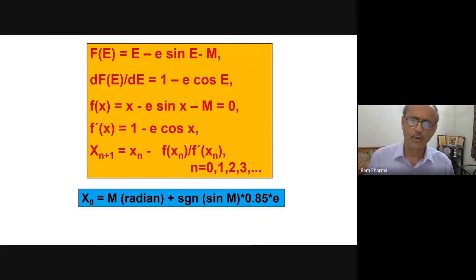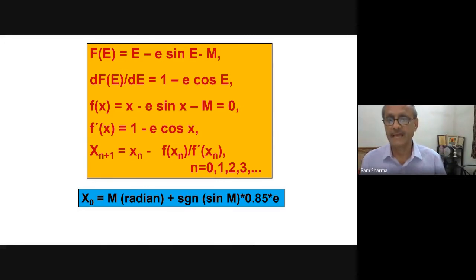Now, if we want a more exact solution, we can use the Newton-Raphson method, which we also teach to our students. You calculate f(x) and f'(x), the derivative, and then you can calculate x(n+1) equal to x(n) minus f(x) divided by f'(x). So you define f(x) as x minus e sine x minus m, setting everything equal to 0. And this starting value is given by Danby in one of his research papers, where he uses the signum function.